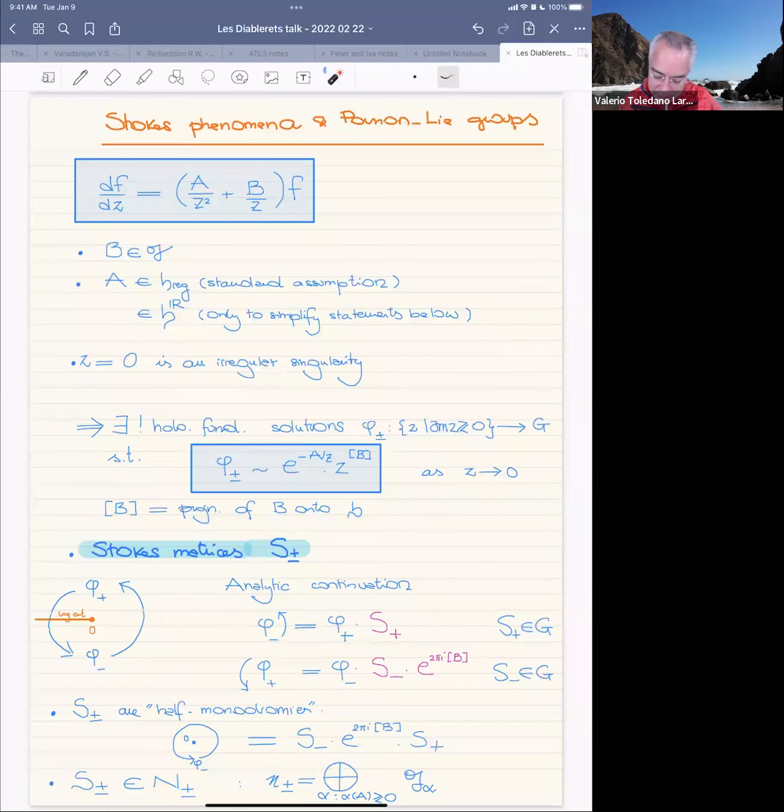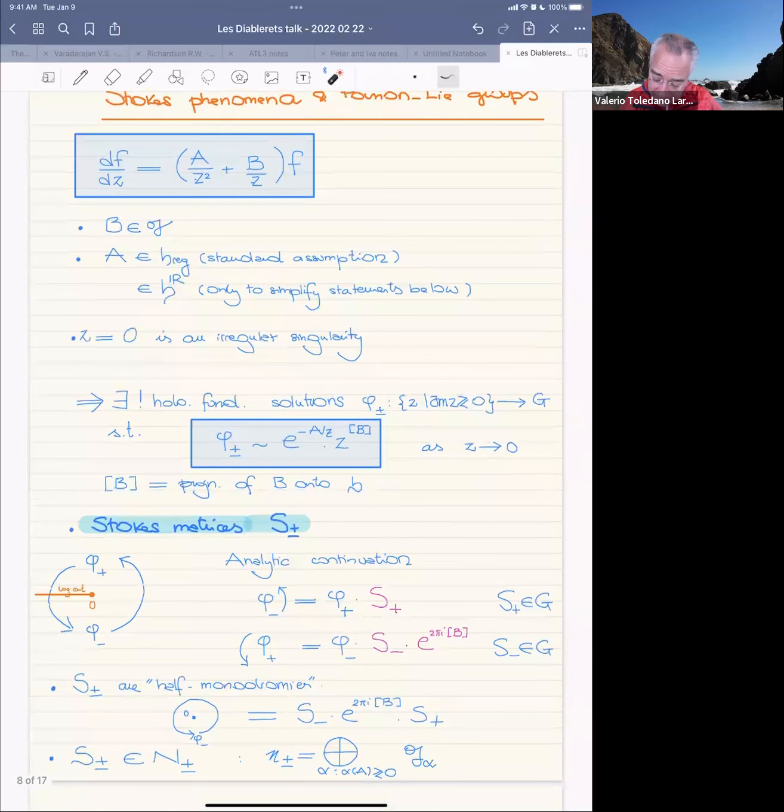So what do we do? Phil starts with this differential equation: df over dz is (a over z squared plus b over z) f. Now b is an arbitrary element of the Lie algebra, and a is in the Cartan, also a regular matrix. And I'm going to make an assumption which Phil does not make, simply to simplify the exposition: I'm also going to assume that this is real.